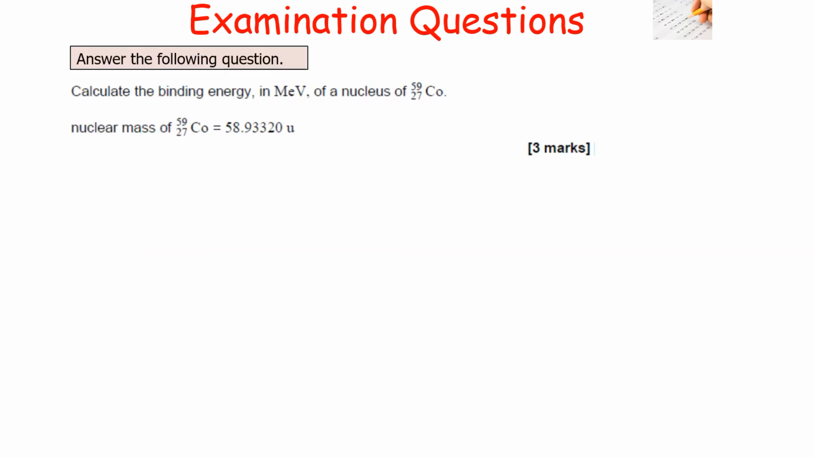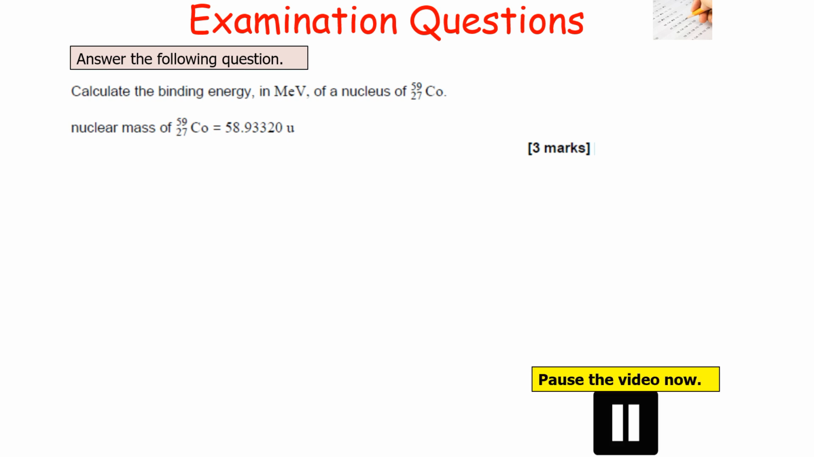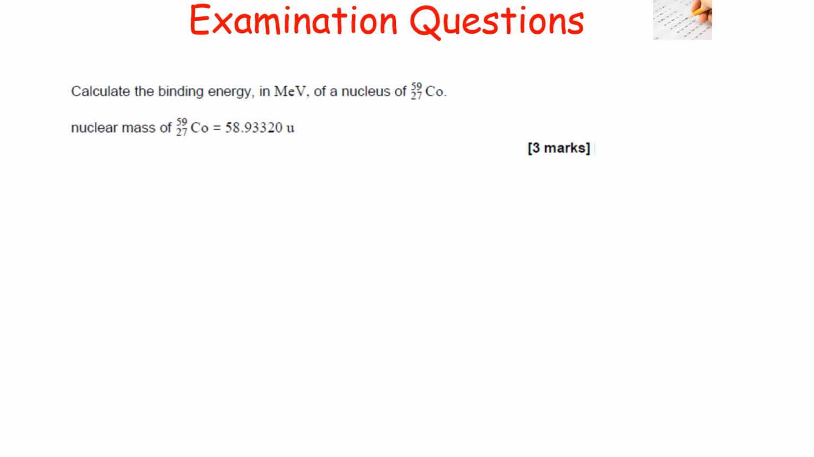Right, the next question says, calculate the binding energy in MeV of a nucleus of cobalt-59, with 27 protons. You are given the nuclear mass in u. So pause the video now, then unpause the video when you want to go through your answer. Right, so how do you answer this particular question?